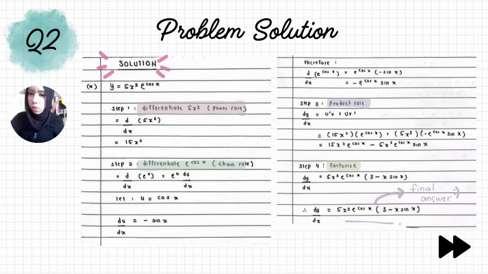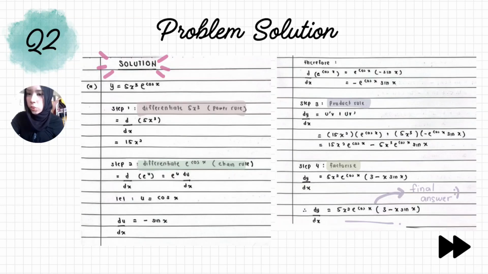Next, I differentiate e to the power of cos x using the chain rule because the exponent contains another function, which is cos x. Let u equals cos x. The derivative of e to the power of u is e to the power of u multiplied by du over dx. Since the derivative of cos x is negative sin x, the derivative of e to the power of cos x becomes negative e to the power of cos x times sin x.